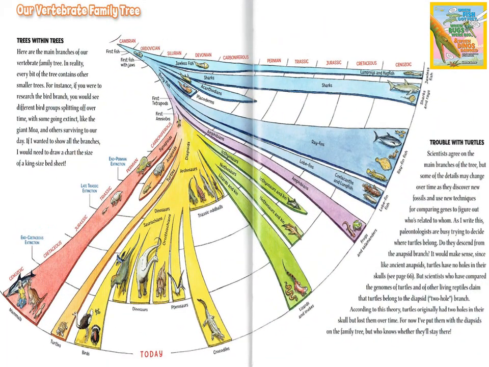Here is a nice simplified diagram from National Geographic showing the vertebrate family tree and millions of years of evolution, all building up to the world we are familiar with and enjoy today.